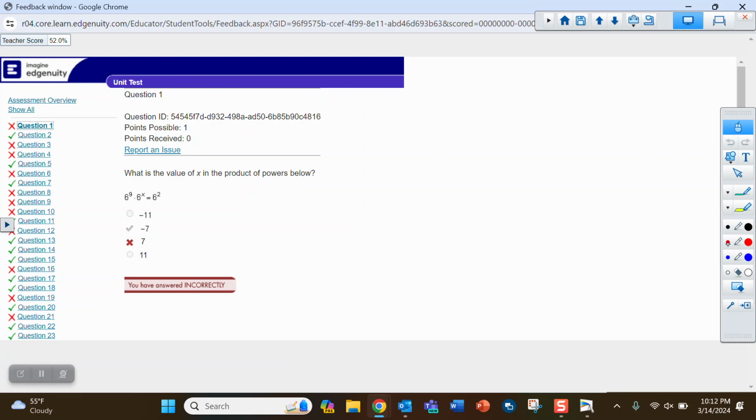So the first question asks, what's the value of x in the product of powers below? Remember that when you are multiplying like bases, you should be adding exponents. So 9 plus x would equal 2. You chose 7. 9 plus 7 is actually 16. We want -7. We actually could solve this like a one-step equation and find that x should be -7.